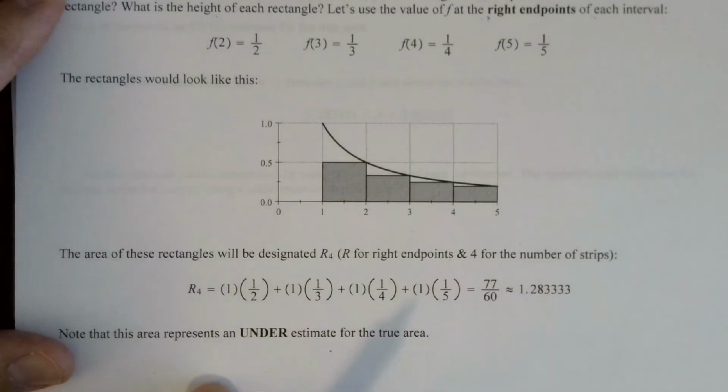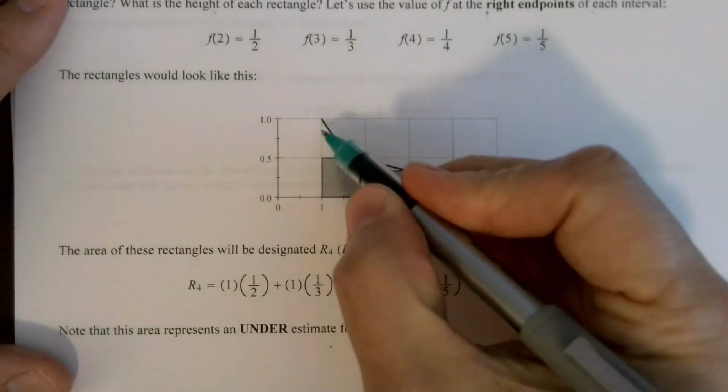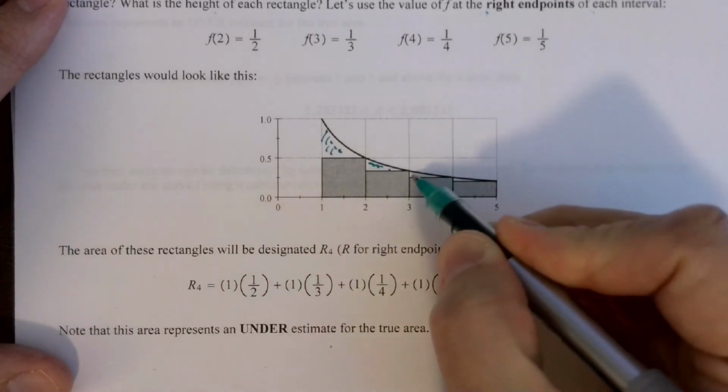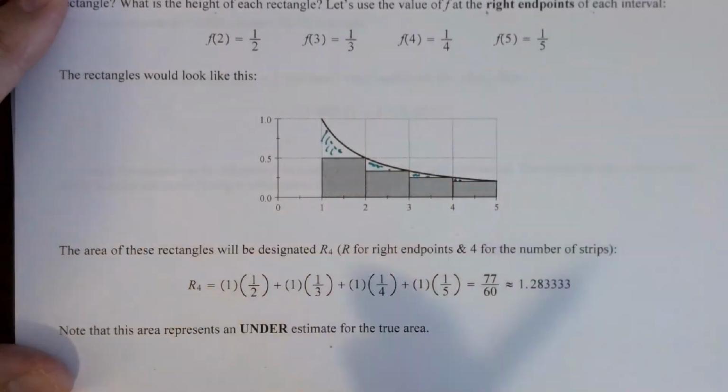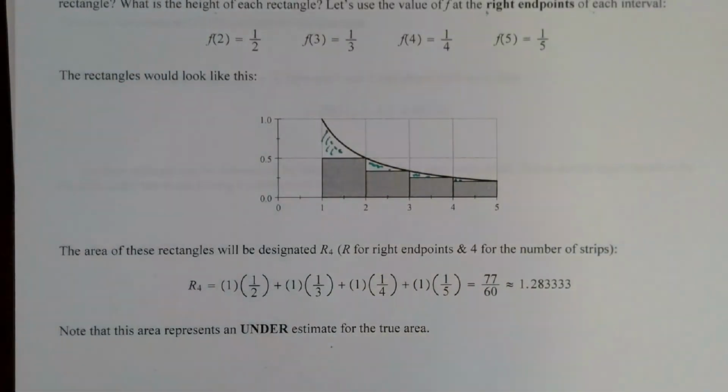Okay. Notice that this represents an underestimate of the true area. It's clearly below the area because we're missing this little part up here, this little part up here, that little part, and just that little sliver there. So we're missing a little bit of the area, right? So it's a lower estimate, if you will.